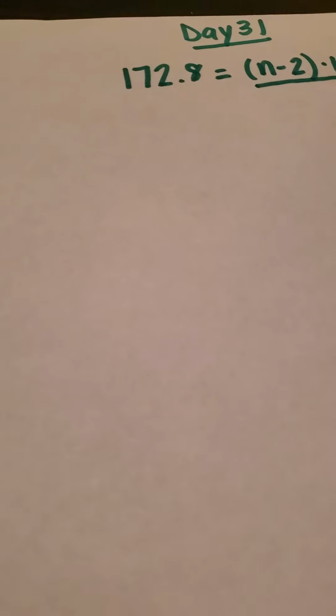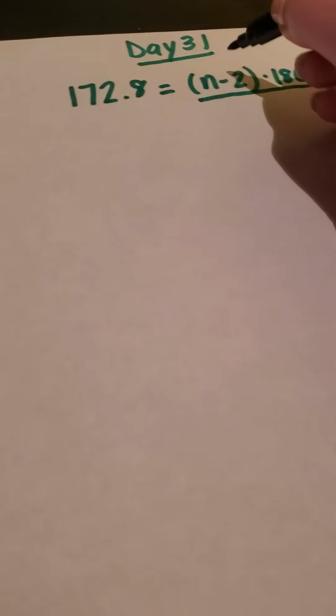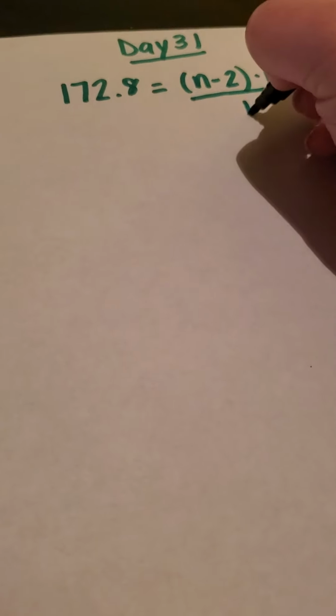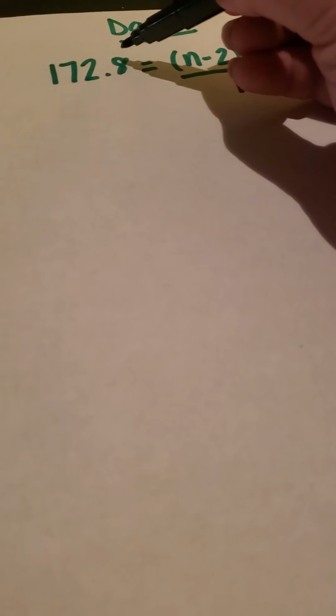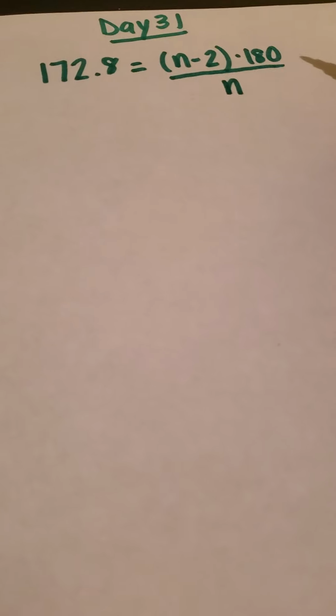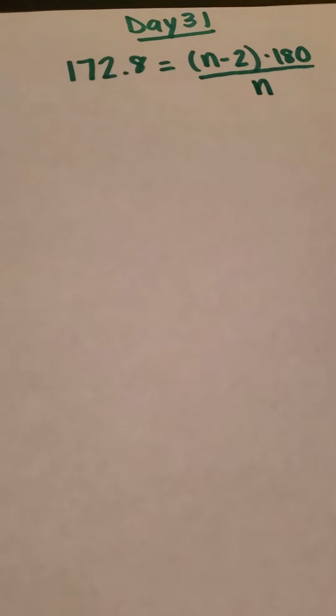So on days 28 and 29, you were finding a single angle, one angle of a regular polygon. And so we had to do n minus 2 times 180, and then we also had to divide by n. So on day 31, when it gives you one interior angle of a regular polygon, you set it up a little bit differently, because this is the formula here that you would use to find the one interior angle of your regular polygon. So this one actually has a different first step.